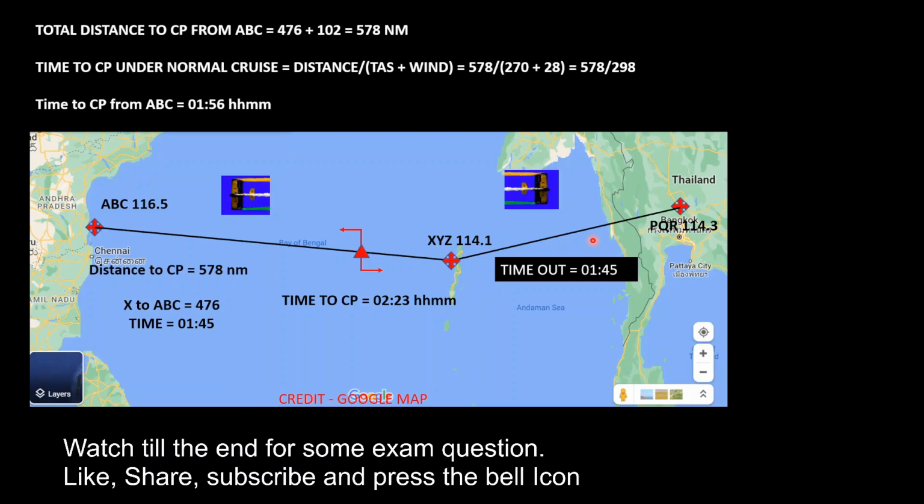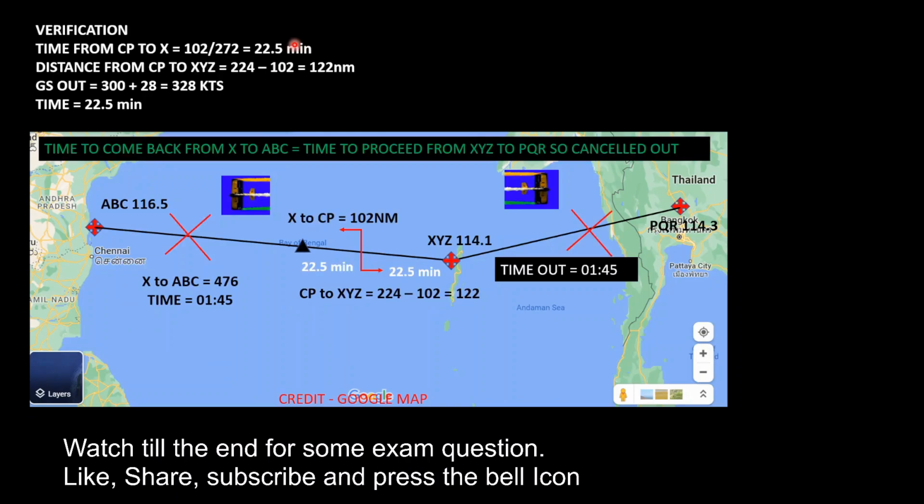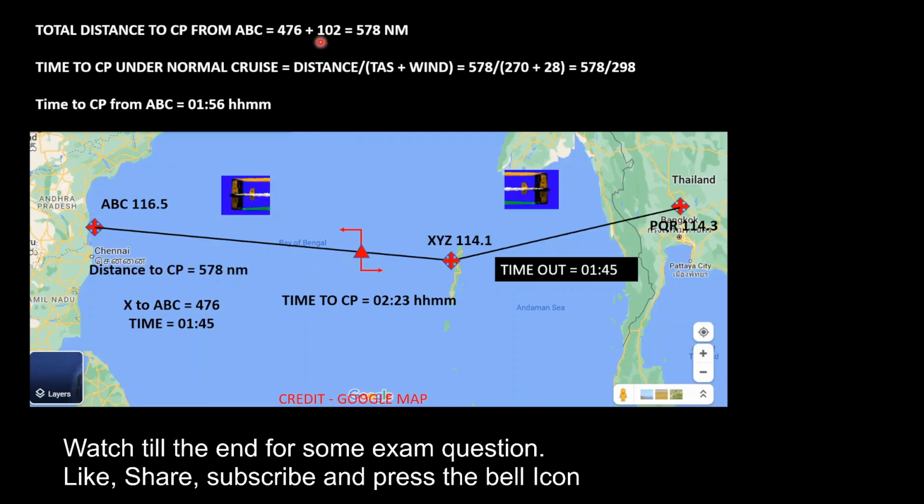So now let us find out the time to my CP. So now the total distance from ABC to my CP will be 476. That is the distance we have found out, the distance from ABC to X-ray, plus 102. This is 102 nautical miles. So therefore 476 plus 102, which is 578 nautical miles.